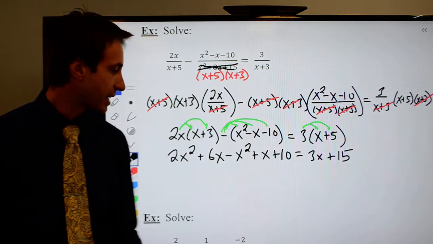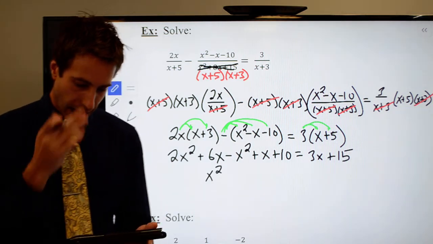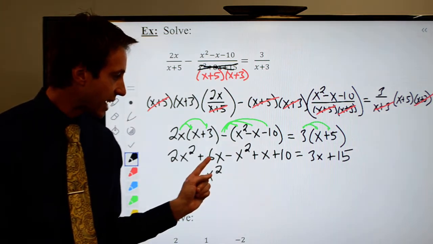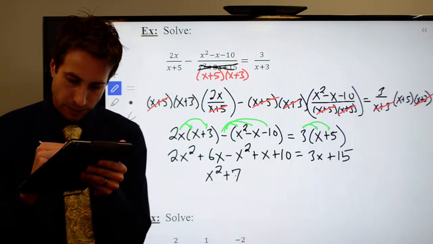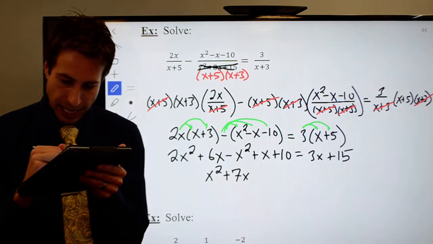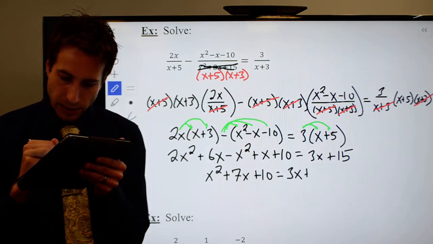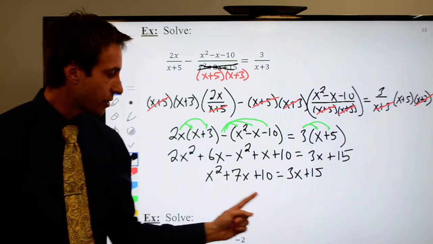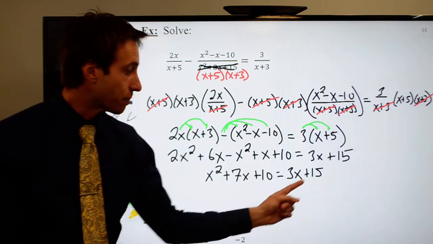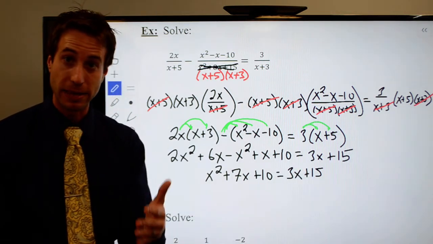2x squared minus x squared leaves me with x squared. I have a 6x plus x, which should be plus 7x. I got the plus 10. That's all equal to 3x plus 15. Okay, awesome. Subtract the 3x, subtract the 15, set it equal to 0. It's going to be quadratic.